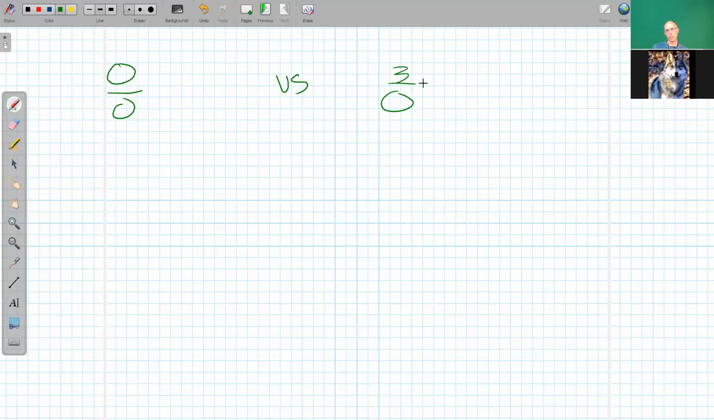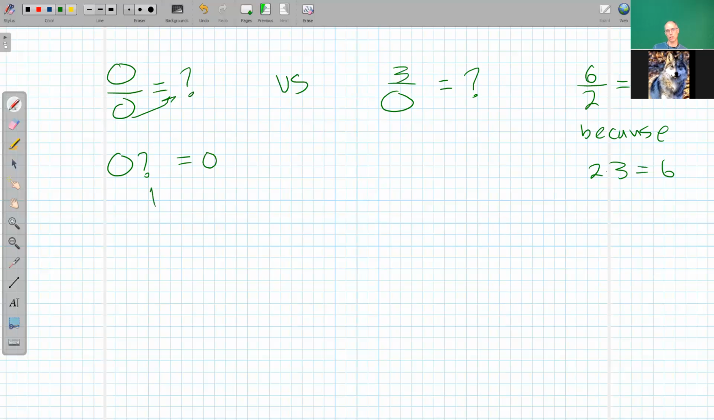So 0 over 0. Every division problem is related to a multiplication problem. So consider, for example, 6 over 2. We think 6 over 2 is equal to 3 because 2 times 3 equals 6. So if each of these is going to have an answer, then I should be able to rewrite it as multiplication. So with 0 over 0, this relates as 0 times the question mark equals 0. And the catch here is any number works here.